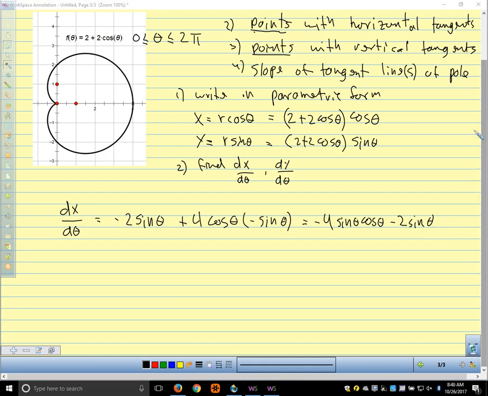And we could rewrite this. It's going to be easier to calculate a little later. I'm going to rewrite this as -2 sine 2 theta minus 2 sine theta, because 2 sine theta cosine theta is sine 2 theta. It'll be easier to calculate our slope with that than with this. A little easier.